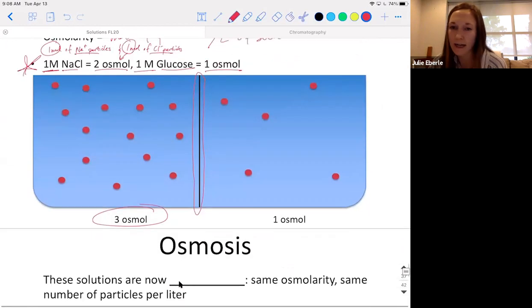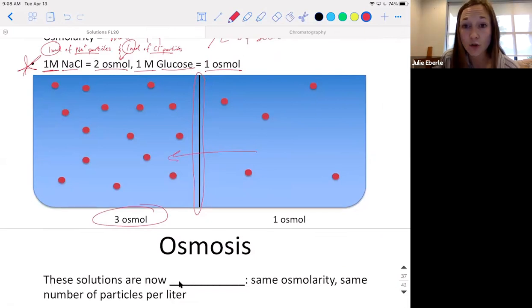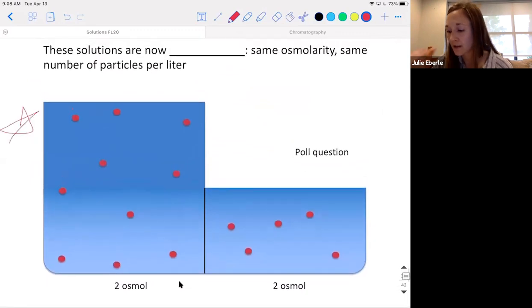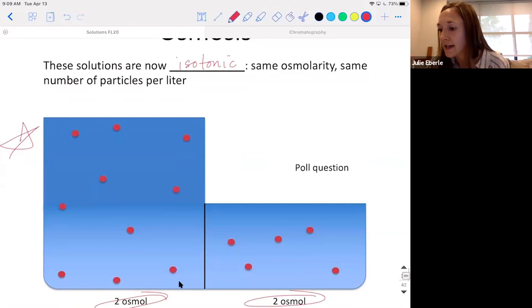All right, so if we've got low on the right side, high on the left side, the way this would flow is the solvent would move over here to try to lower the concentration of the high side. Does that make sense? That's the way osmosis works. It's kind of backwards of what we think. So you end up with solutions that look like this. Now they're equal osmolarity. So solutions that have equal osmolarity, we call these isotonic. Sounds like a drink. Isotonic. Same osmolarity, same number of particles per liter.